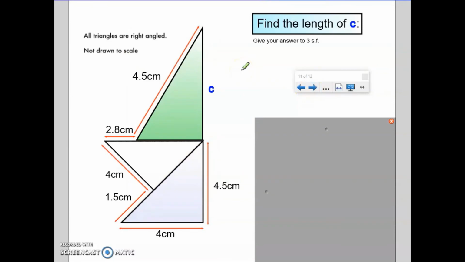One more puzzle question to have a go at. This time I'd like you to find the length of C, which is the length from here to here on the green triangle. Again, you'll have to repeatedly use Pythagoras. Could you pause the video at this point and have a go at this question?